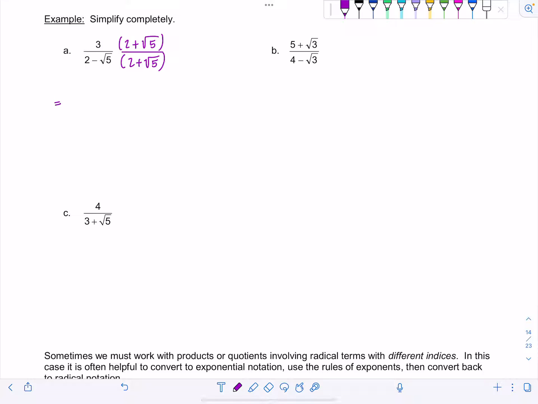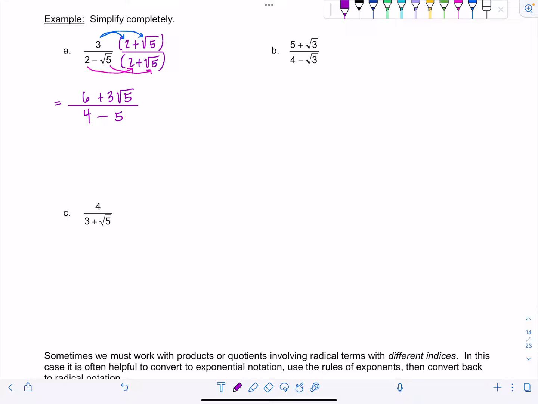Okay, so let's take care of the denominator first. 2 times 2, right? We're just going to get a difference of squares, so you don't need to sit there and FOIL. 2 times 2, that's 4, minus rad 5 times rad 5, that's 5. And then in the numerator, you can just distribute as well. So 3 times 2, that's going to be 6, plus 3 rad 5.